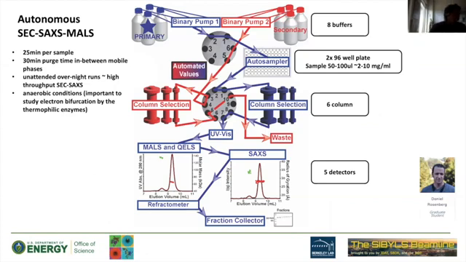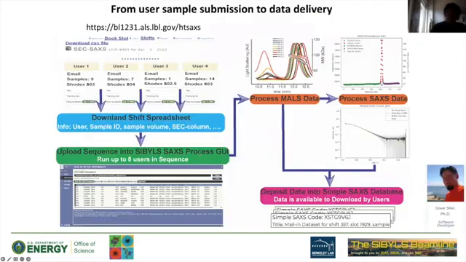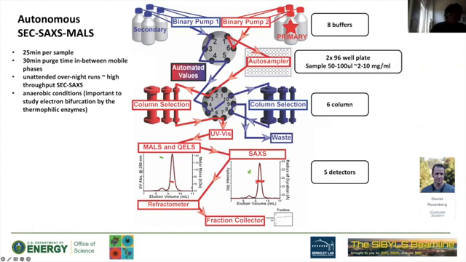So what I mentioned, we have these 8 buffers, and as we are collecting one sample on one column that you can select at our mail-in page, the other columns are equilibrated, so we're saving the time between the buffers, between the users. Again, collecting both the light scattering and SAXS. On our mailing page, you have information about what columns you can select. You also need to add information about the sample name, and the minimal information.